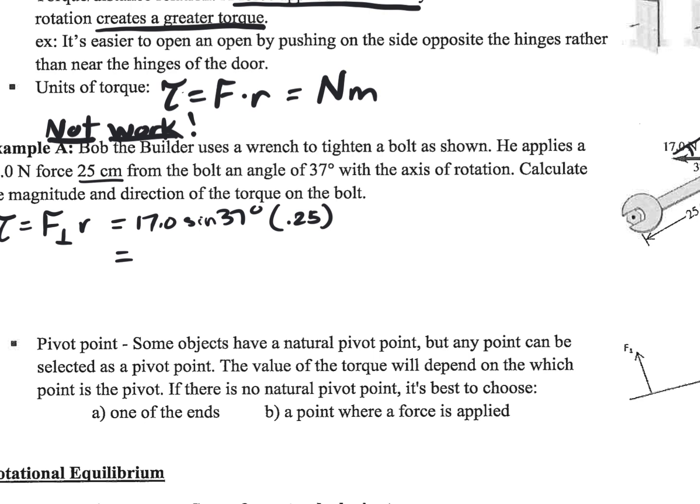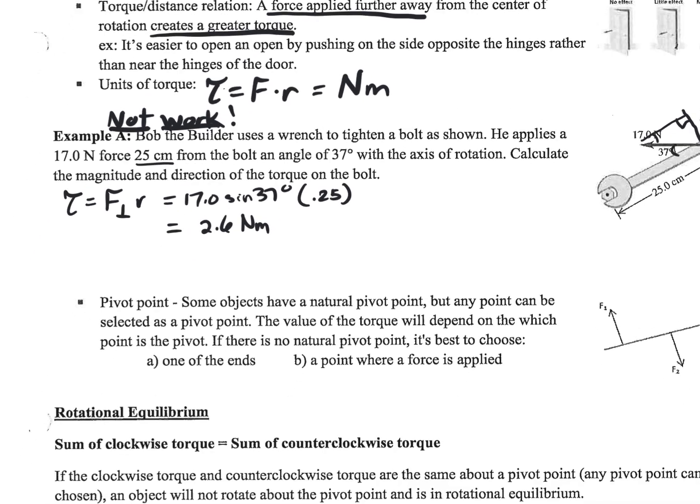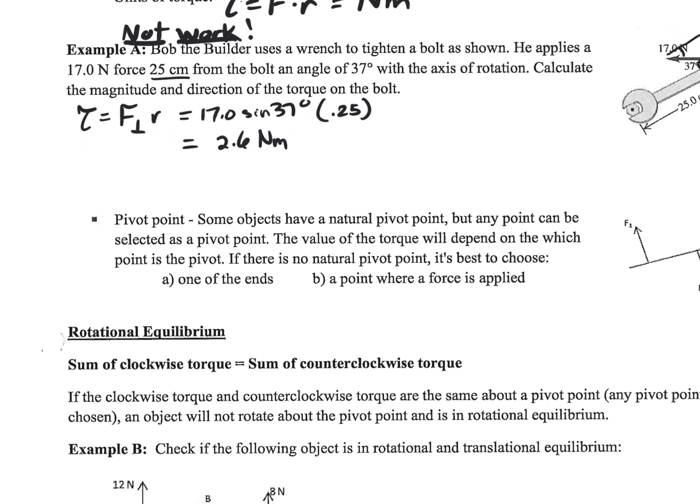So 17. Make sure you're in degrees. I get 2.6 Newton meters, and don't use it as joules. Never put joules with torque. Newton meters only. Did everybody get the answer? That's a very simple torque problem.